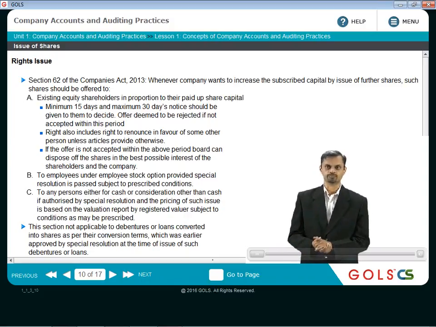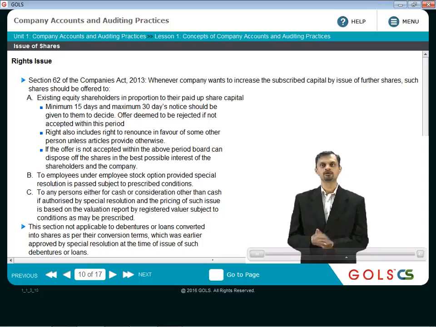That is what they can do unless articles provide otherwise, unless the articles put some restrictions on it. If the offer is not accepted within the above stipulated period, the board can dispose of the shares in the best possible interest of the shareholders and the company. So if the offer between these 15 to 30 days is not accepted by the existing shareholders, then the board has the liberty to dispose of these shares in whichever way they feel is in the interest of the shareholders and the company.